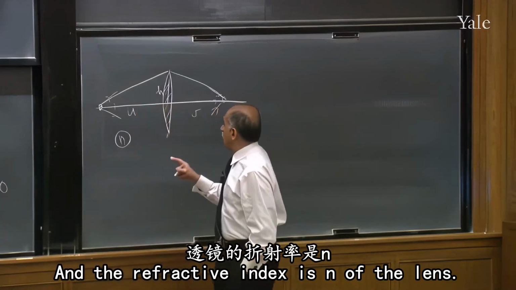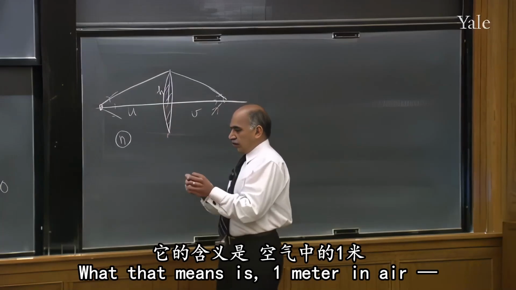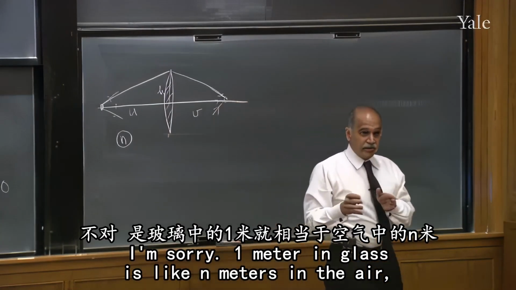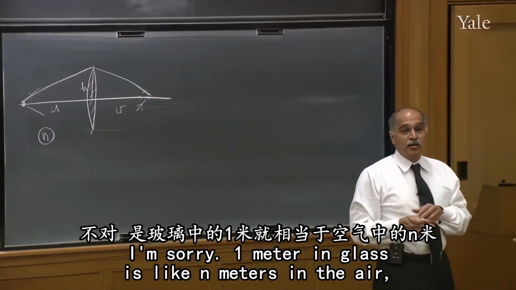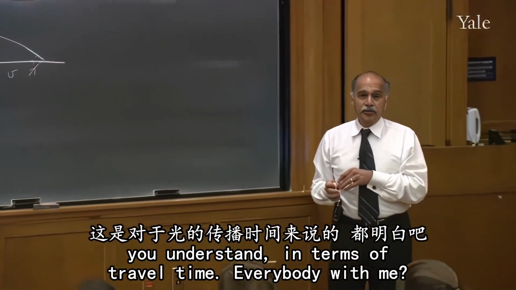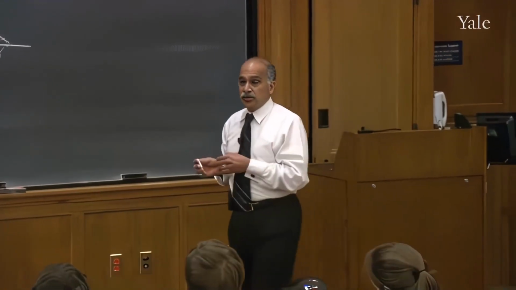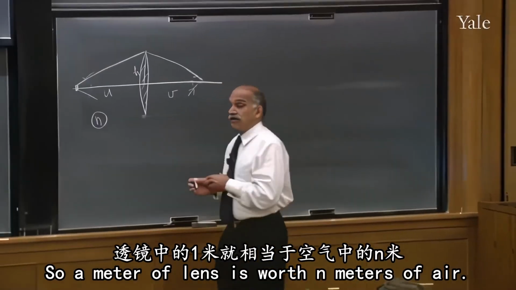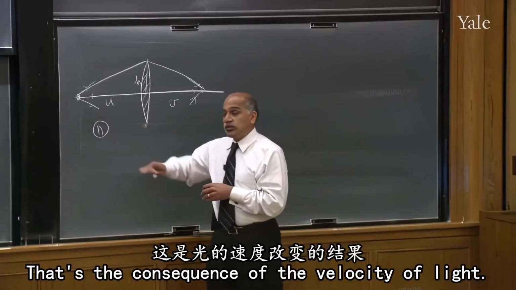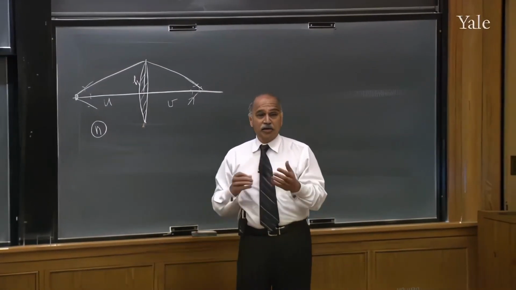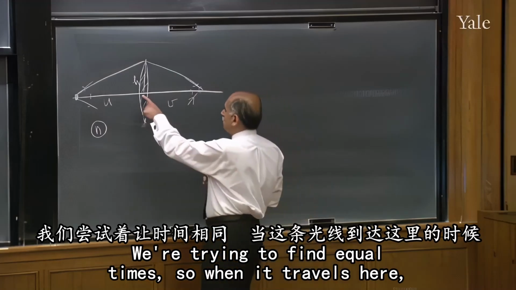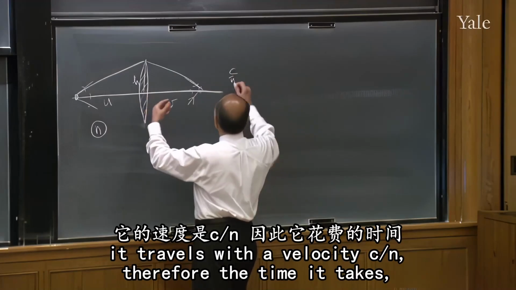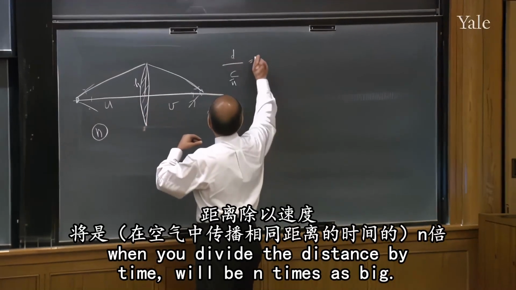of the lens. What that means is 1 meter in glass is like n meters in the air. Do you understand in terms of travel time? Everybody with me? That's what it means to say it goes slower. So a meter of lens is worth n meters of air. That's the consequence of the velocity of light. We're trying to find equal times, so when it travels here, it travels with a velocity c over n. Therefore, the time it takes for a given distance will be n times as big.